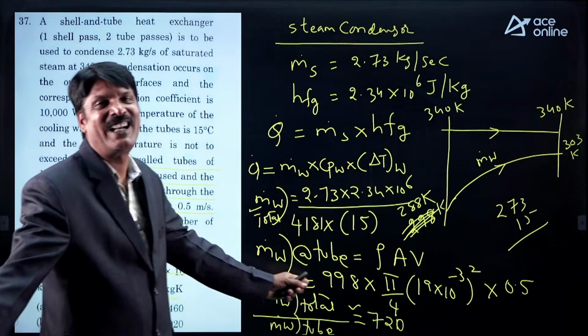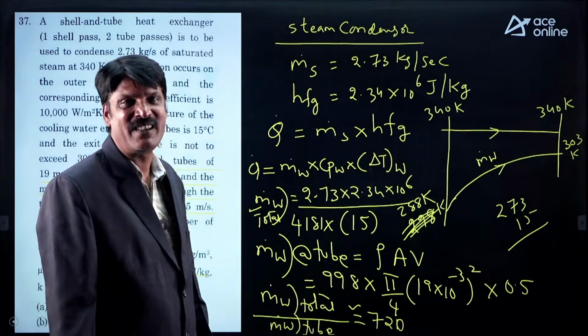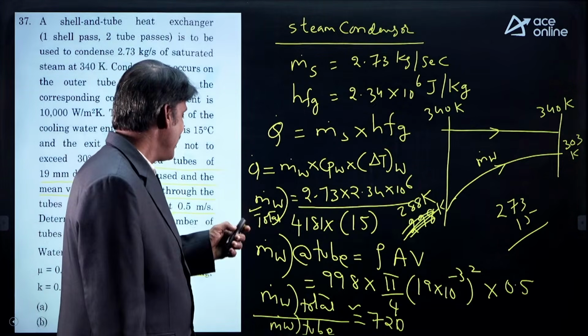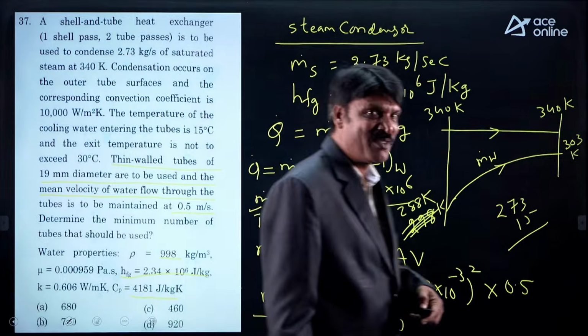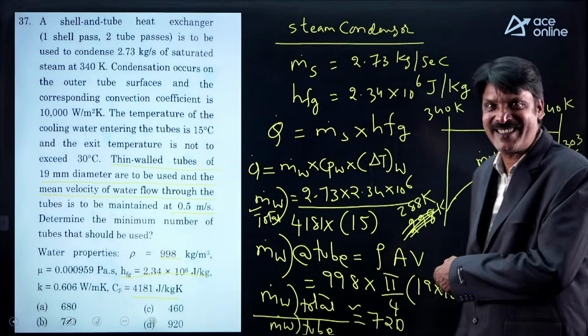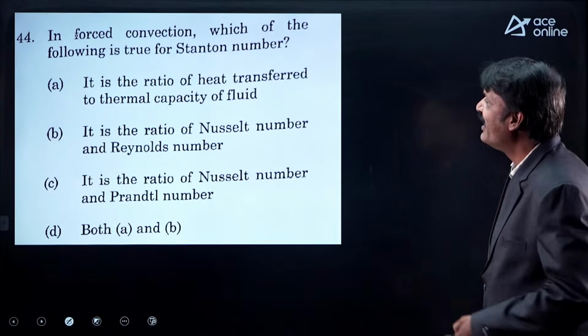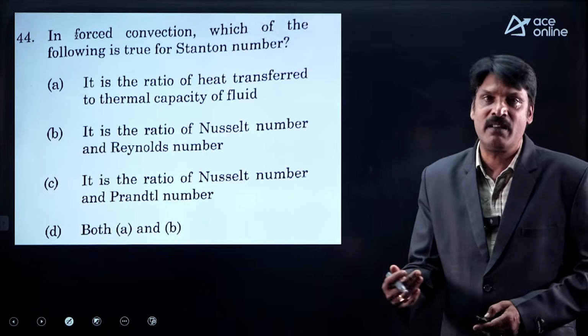In fact, when you look at a condenser, it is very big. Shell and tube heat exchangers are used in power plants. I think my thermal engineering friend will tell you more about it rather than me talking about it. I was just touching the base.